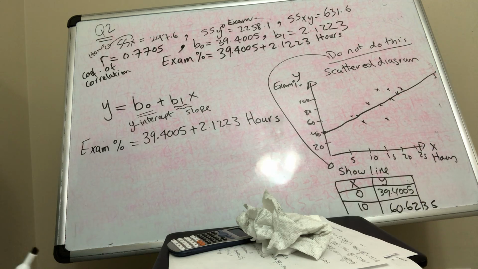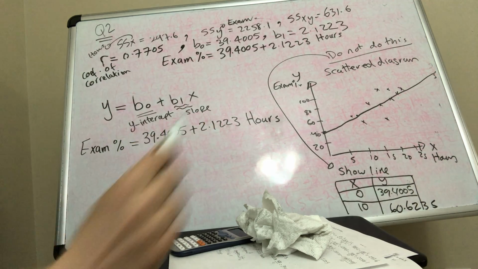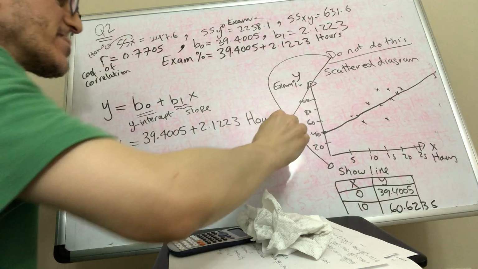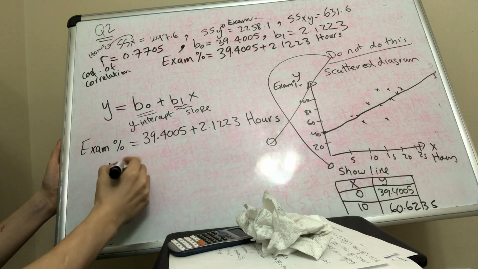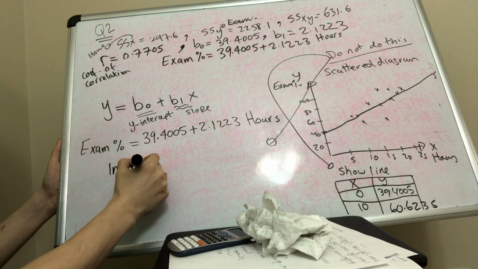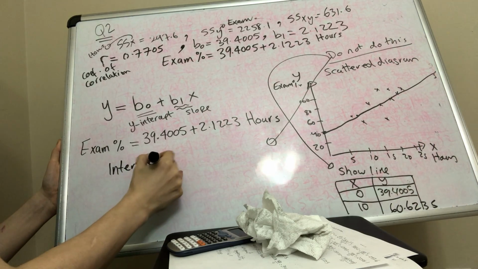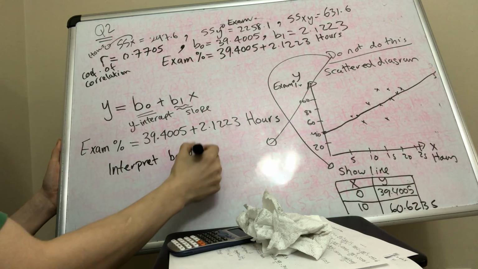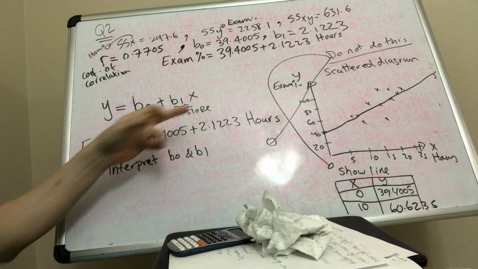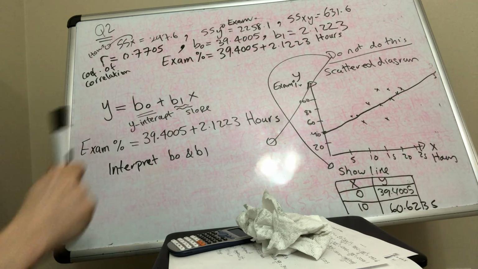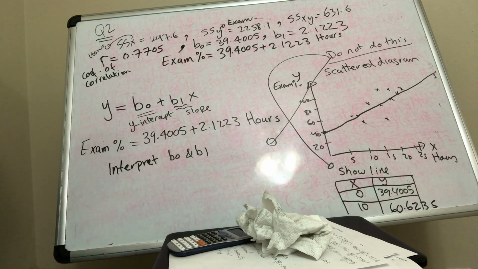Now, in the exam also, not in the question, she will definitely ask you to interpret the meaning of the y-intercept and the slope. So what does this number mean, 39.4005? And what does this number mean?